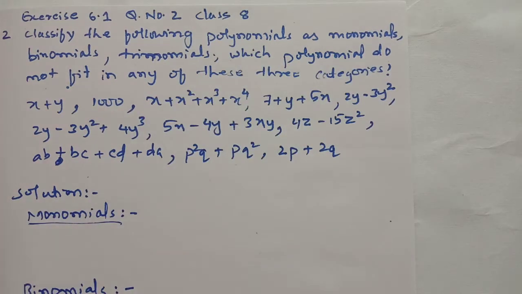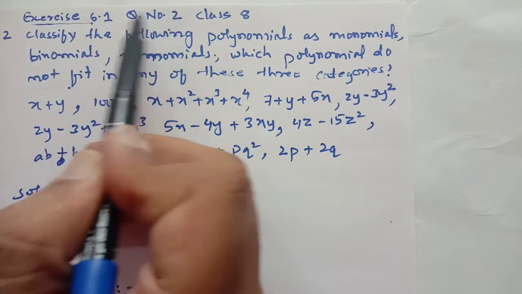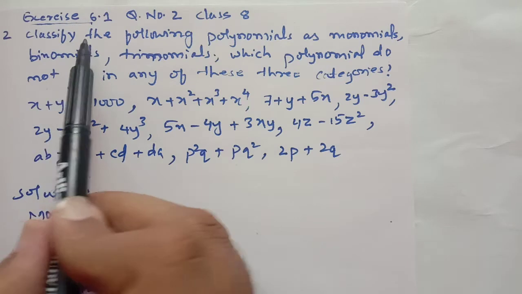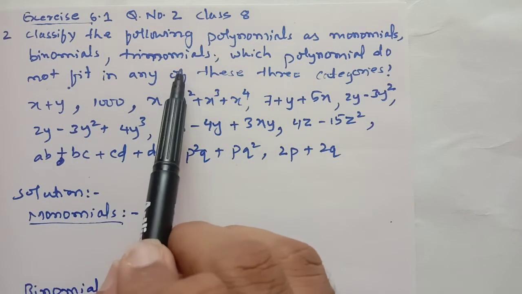Dear student, today we will see exercise 6.1, question number 2 from the chapter algebraic expression and identities. Let's start. Classify the following polynomials as monomials, binomials, trinomials.